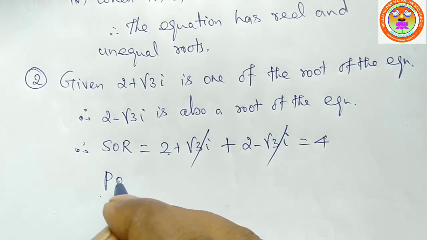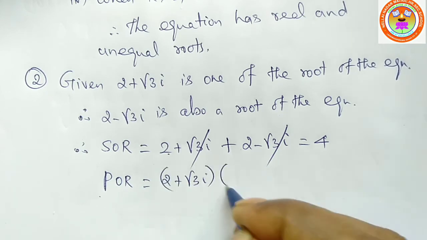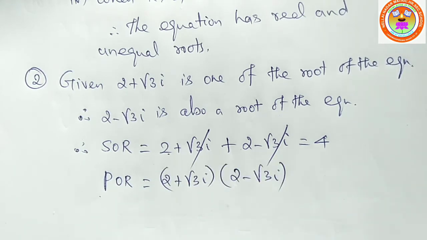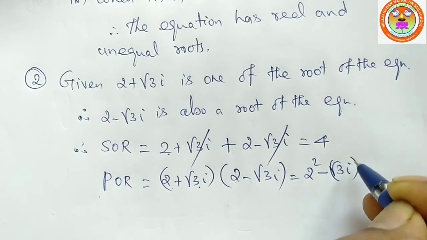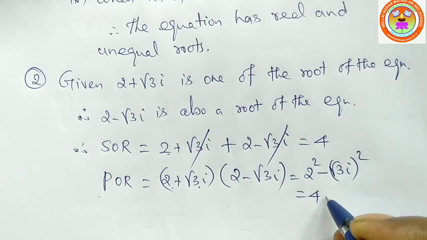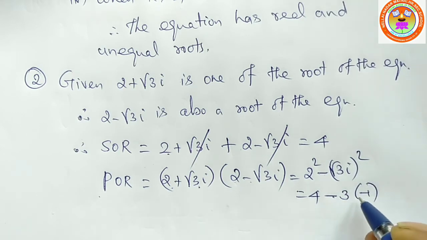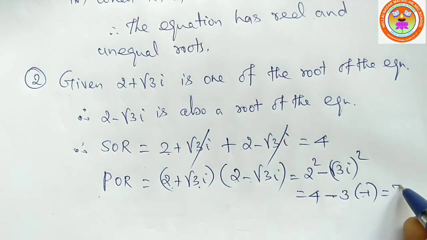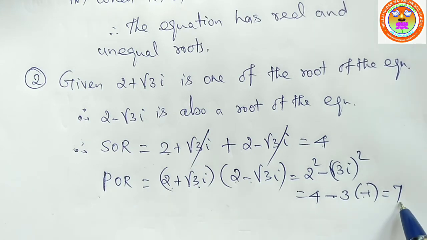Similarly, product of the roots, that is 2 plus root 3i into 2 minus root 3i. It is in the form a plus b into a minus b, which is a square minus b square. 2 square is 4 minus root 3i square, which is 3 into i square, which is minus 1. So minus of minus is plus, 4 plus 3 is 7. So sum of the roots is equal to 4. Product of the roots is equal to 7.